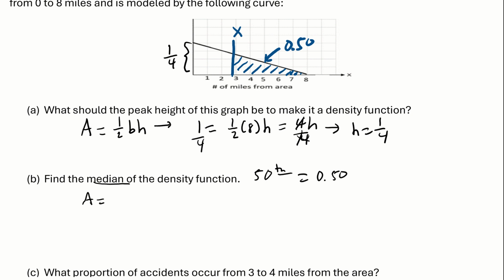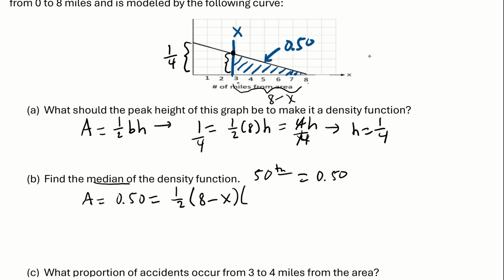The area has to be 0.50, and we know the area of a triangle is 1/2 base times height. Now the base of this triangle is 8 minus x, so it's 8 minus wherever the x is located. If x is 3, then 8 minus 3 is 5. So 8 minus x is my base, times my height. What's the height of the triangle? It's this point right here, from here to here.